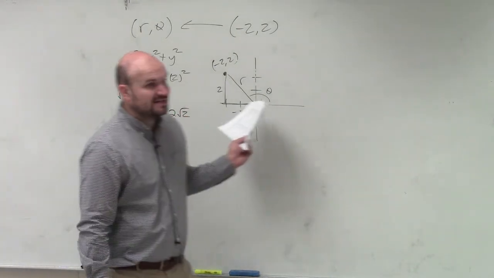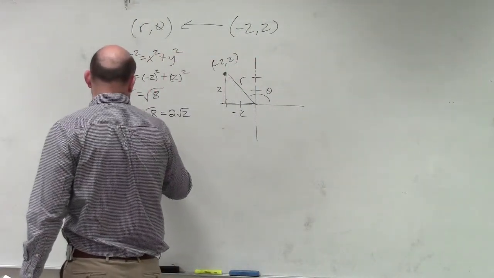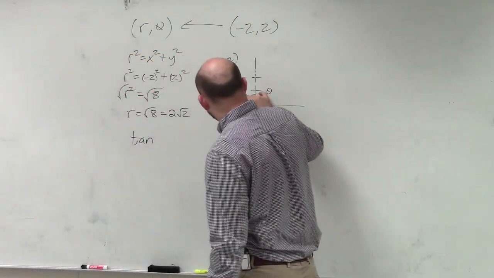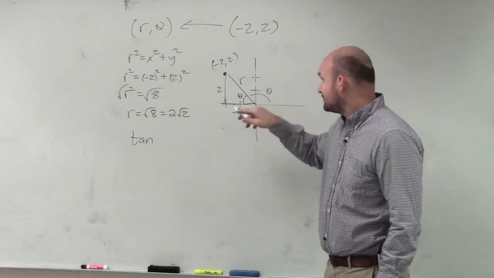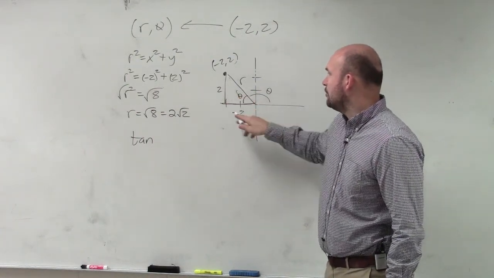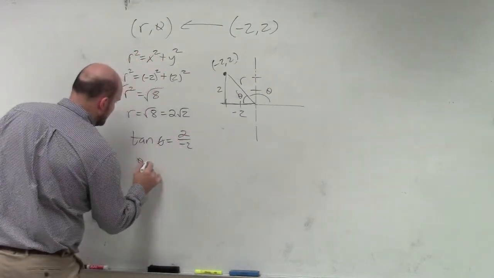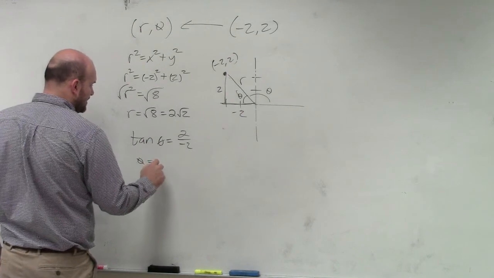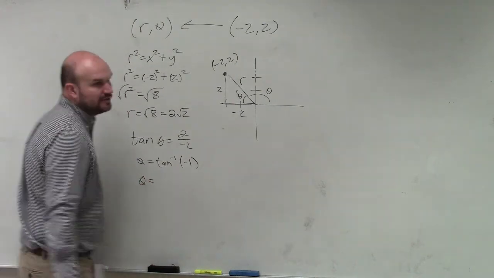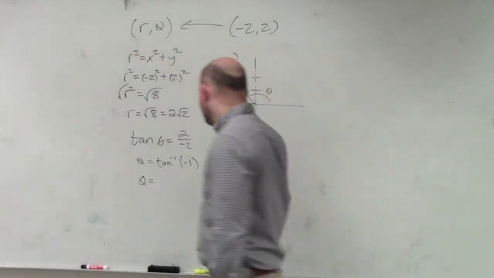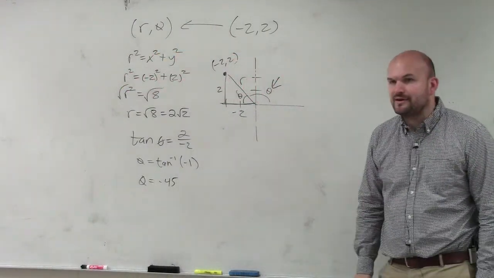The next thing is I want to find my theta. So the formula that we use for that is tangent equals, again, what your calculator is doing is finding the angle of this angle, right? So in your calculator it's 2 over -2. So tangent of theta equals 2 divided by -2. Theta equals tangent inverse of -1. And when you type that into your calculator, you get what? -45 degrees.